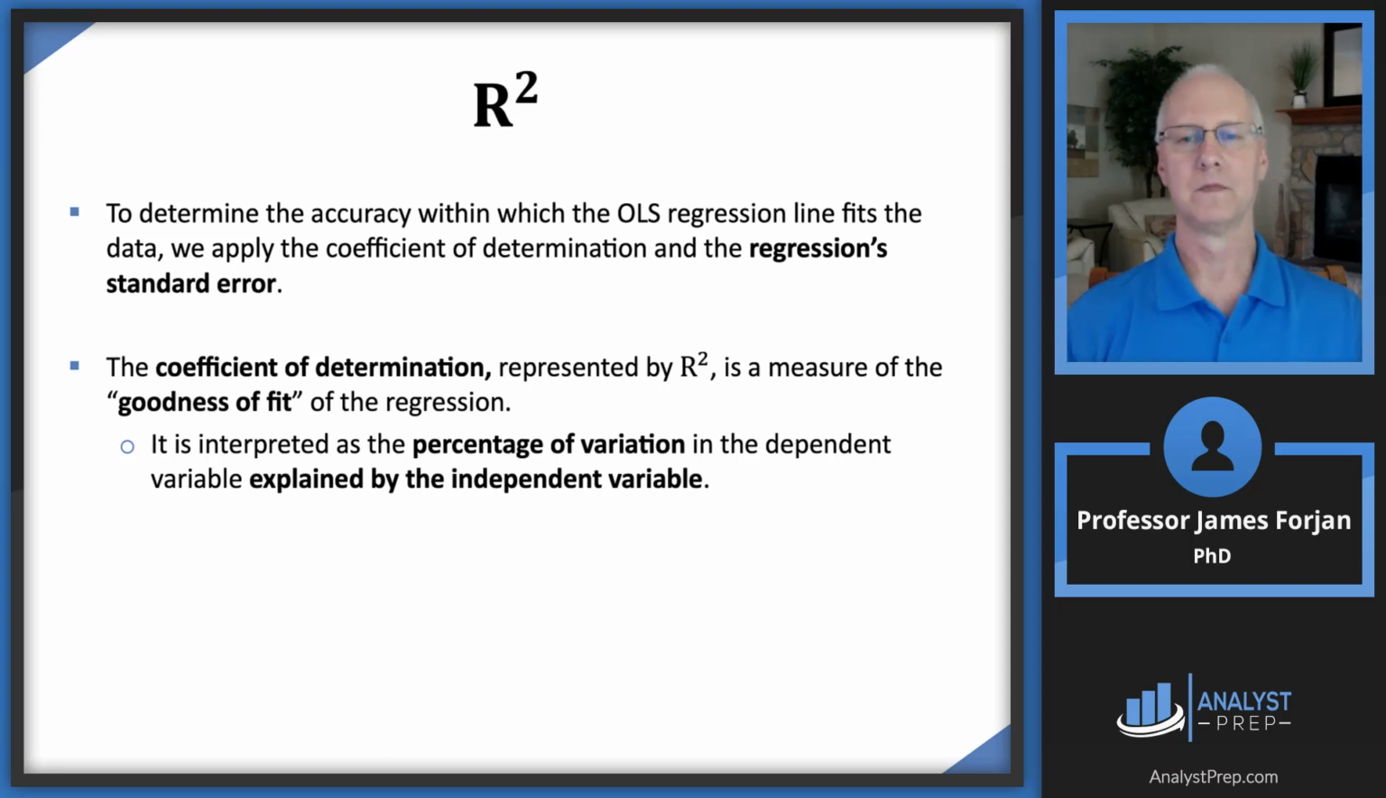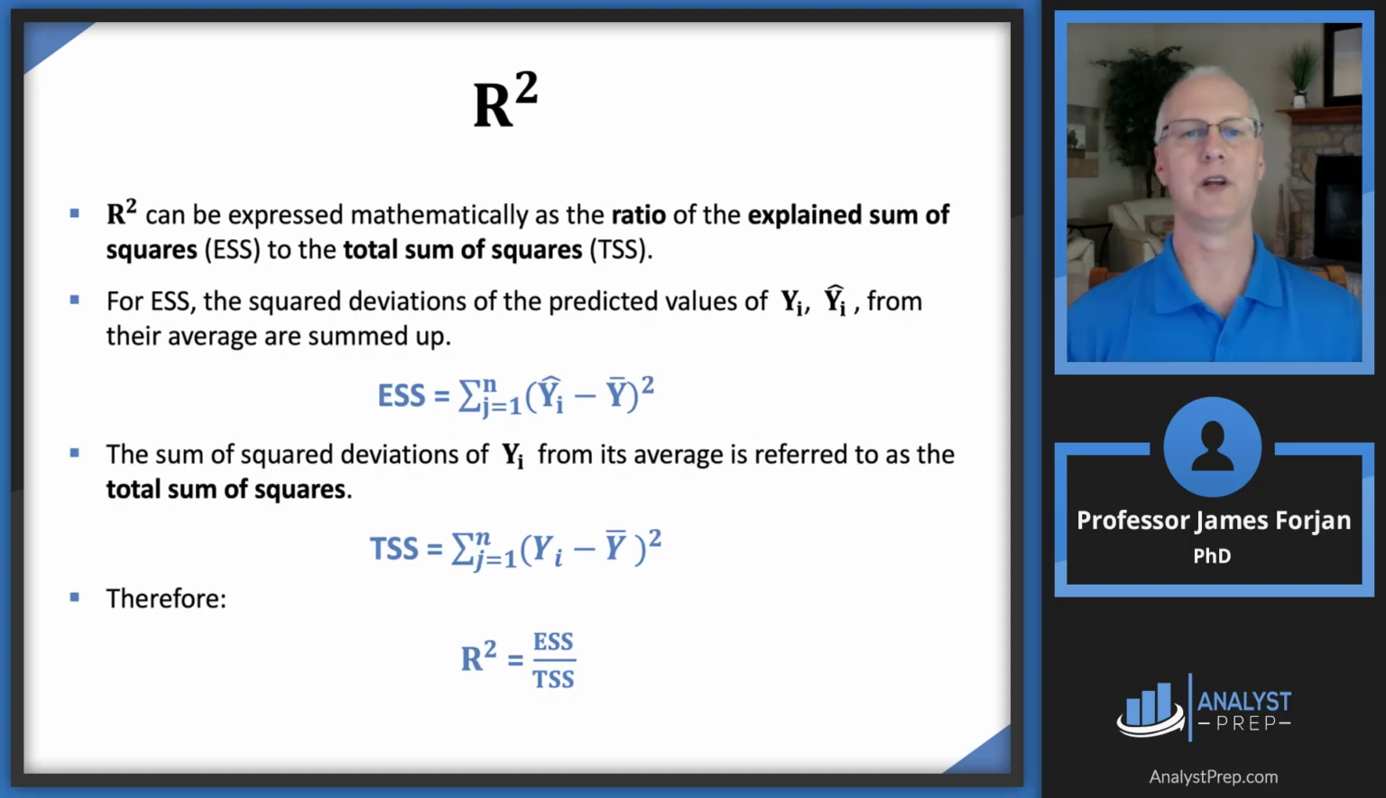Now, comma, by way of definition and interpretation, R squared can be rewritten as R times R, and R is the correlation coefficient. And so if you square the correlation coefficient, you get the coefficient of determination.